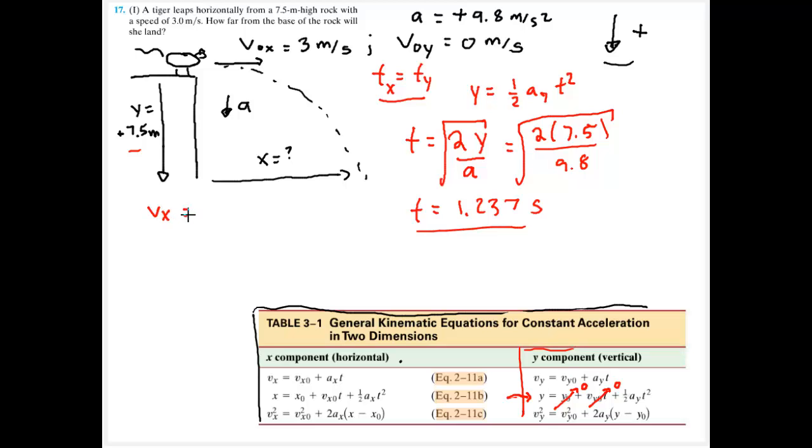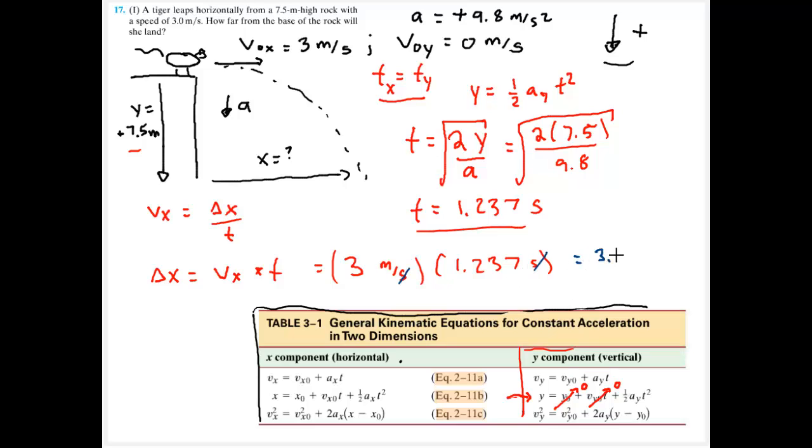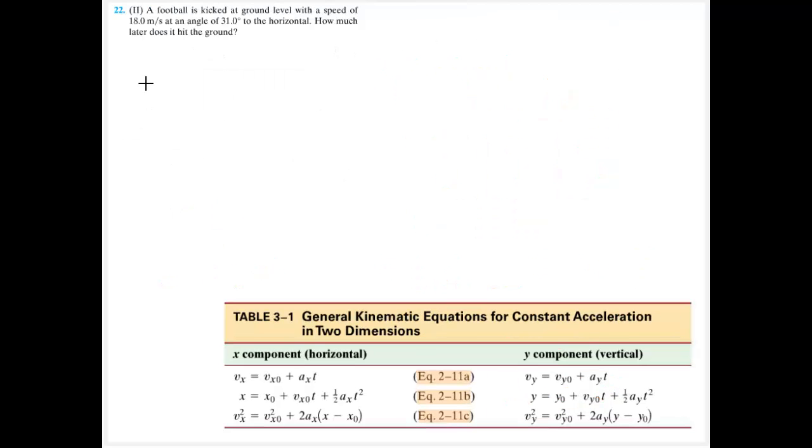Now, I know in the x direction there's no acceleration, and so I can say that the velocity in the x direction is simply going to be equal to the change in position divided by the time. So my change in position is going to be equal to the velocity in the x direction multiplied by time, which is going to be 3 meters per second multiplied by 1.237 seconds. You can see the seconds cancel each other out, and we're left with 3.7 meters.